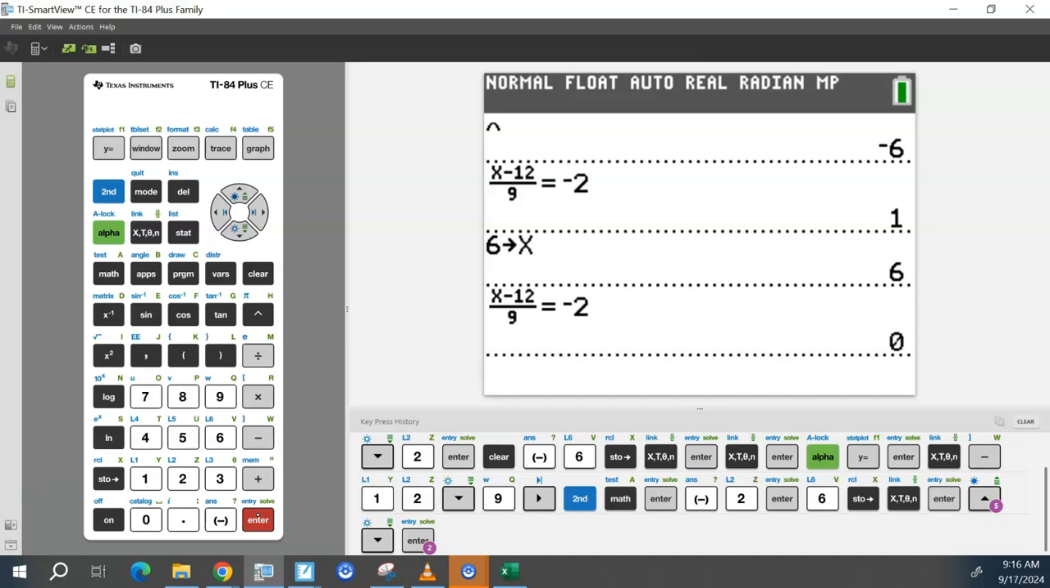The STO button. Oh, the equal sign is in math, second math. Okay. Other questions on that? So we're going to move on.